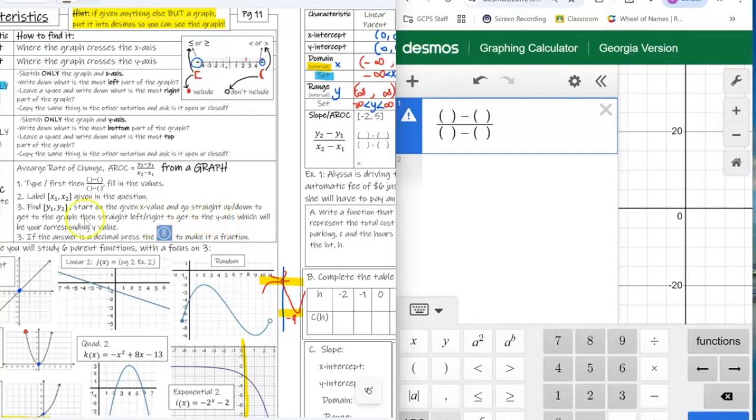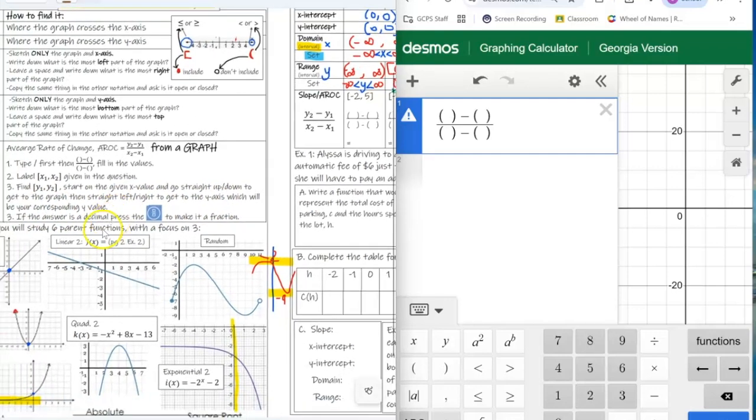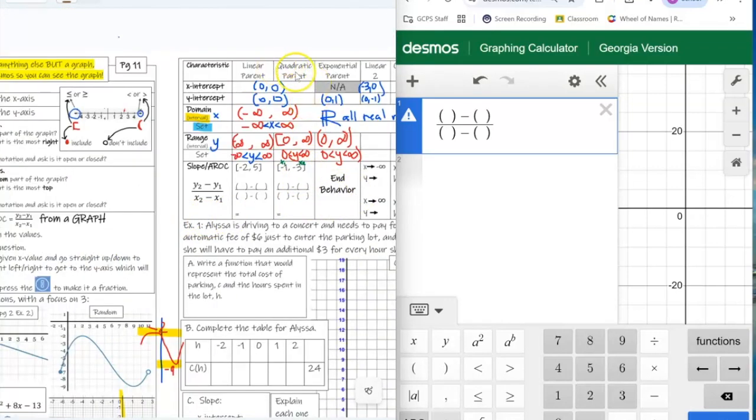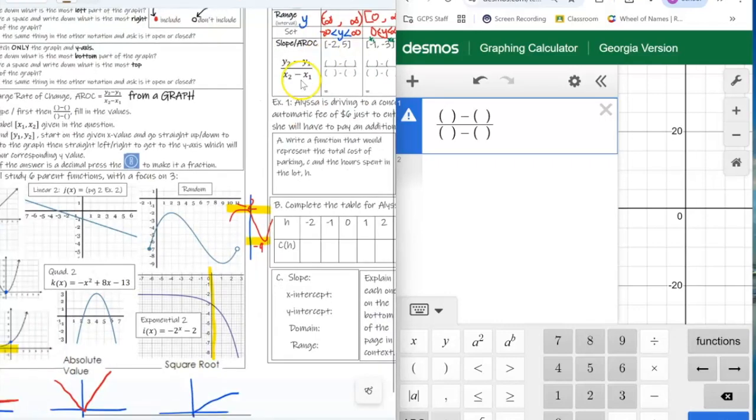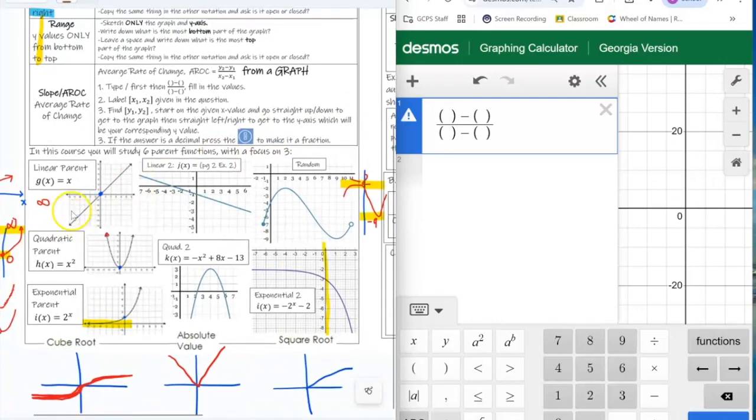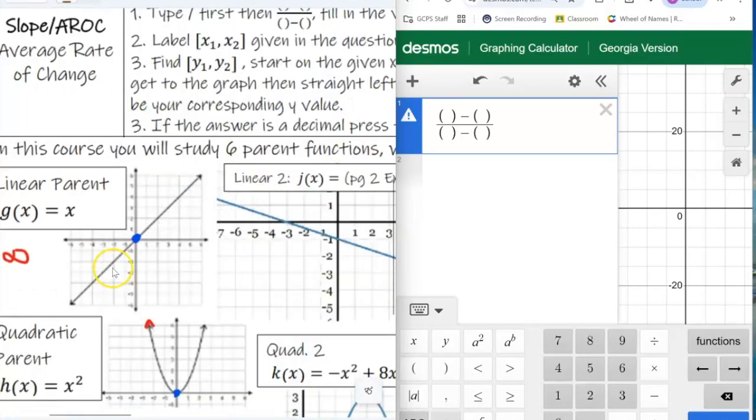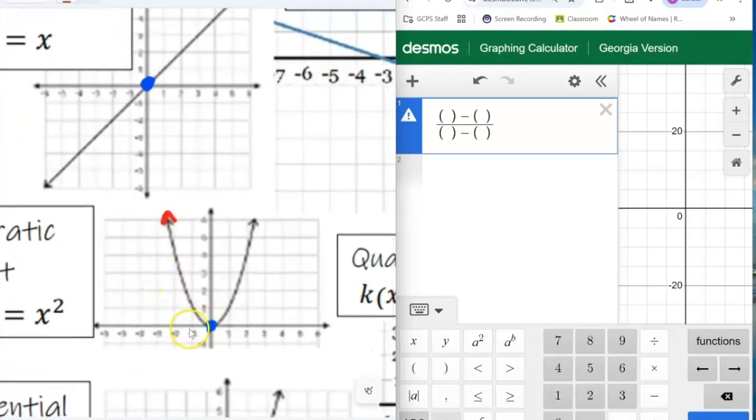Okay, so I've done that. What's next? Find y1, y2. Well, how do I do that? Start on the given x value and go straight up and down to get to the graph. Then straight left and right to get to the y-axis, which will be a corresponding value. Okay, so I have to start on my, which one am I looking at? Quadratic. So I'm looking at quadratic, and I'm going to start with x1, -1. So my quadratic parent, it says x1 is -1, so right here, and then it says go straight up and down. So if I go down, I'm never going to hit the graph, so I'm going to come right here. So -1 goes with 1.